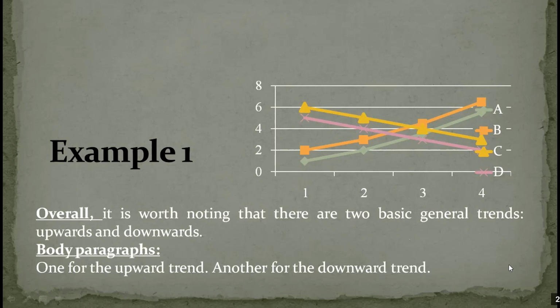And the total number of paragraphs in this essay is going to be four. One for the introduction, one for the overall paragraph, one for the body paragraph that talks about the downward trend, and another for the body paragraph that talks about the upward trend. And each one of these paragraphs is going to be short, one or two sentences. That's it. That's what you need to do in task one.